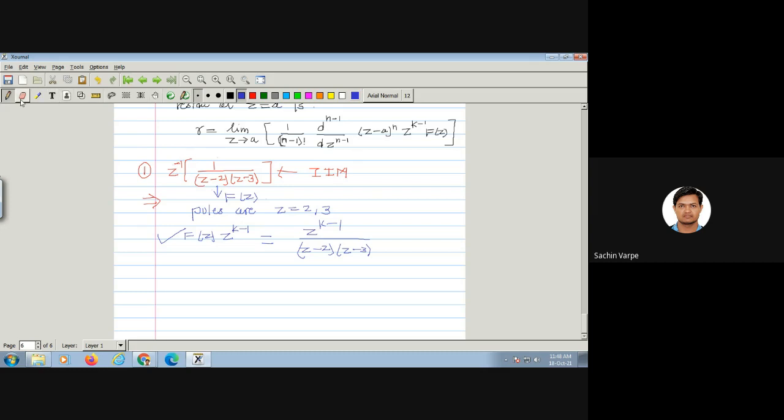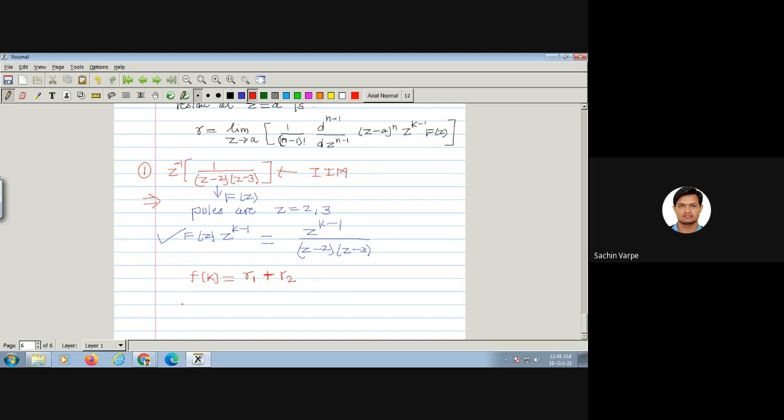So can you tell me the value of residue immediately? There are two residues. So let me tell you the formula finally. f of k is our required inverse Z transform, and that is equal to simply the sum of residues. Here there are two residues. Suppose R1 is the first residue and R2 is the second residue. Our required answer will be the sum of those two residues. That's it. So just calculate R1 and R2 and add them.